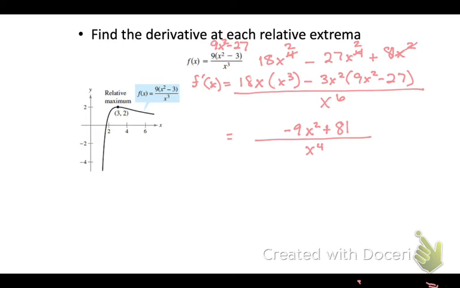And factor out 9. So negative 9. So we have x squared minus 9 over x to the 4th. I have faith in this one. Maybe. They have 9 minus x squared. Oh, because they didn't take out a negative 9.